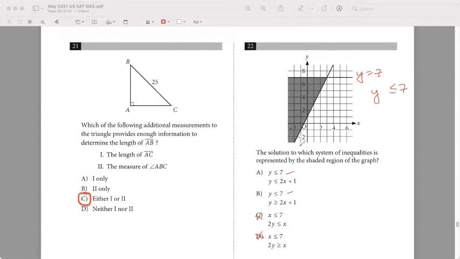And this equation, how do I find this equation? It passes through 0, 1. And what is the slope of this? Let me take 1 and 0.5. So slope is 2. So this equation is y is 2x plus 1. And the shaded region is above that. So that would be y greater than equal to 2x plus 1. So y less than equal to 7 and y greater than equal to 2x plus 1, option B.